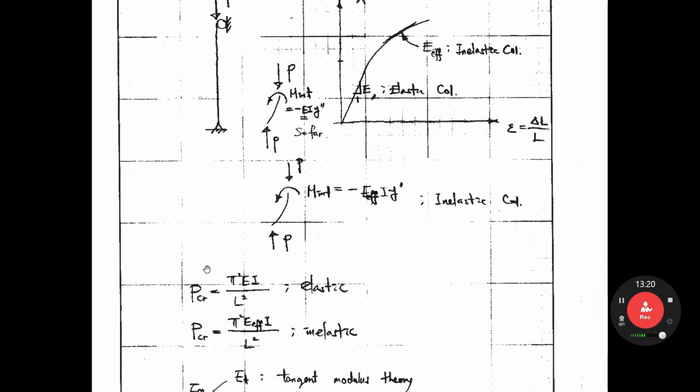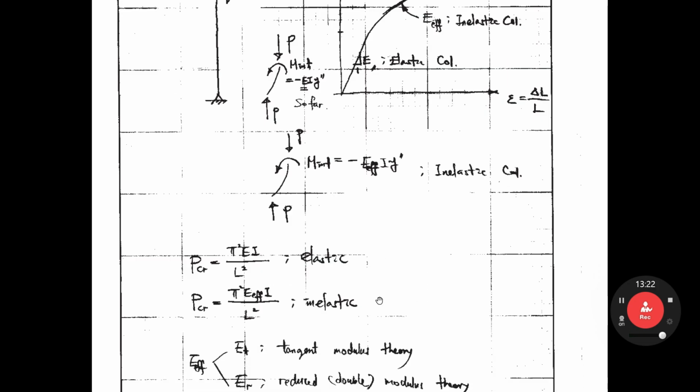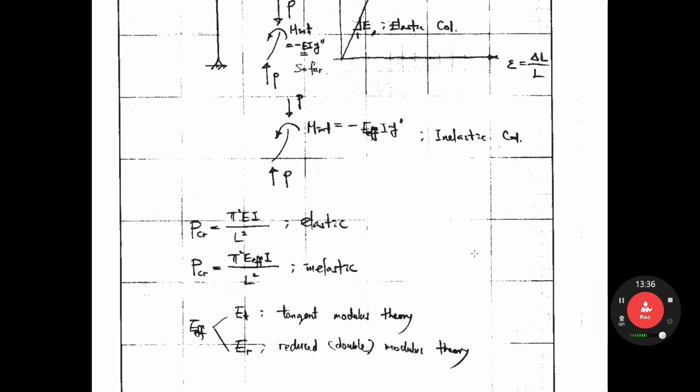Elastic PCR is this one. Inelastic PCR is pi EFF, effective E. This term is different: elastic E, inelastic EFF. I'll introduce ET and ER as EFF. There are two different EFF, one is ET and one is ER. ET is called tangent modulus theory. ER is reduced modulus theory, or double modulus theory.